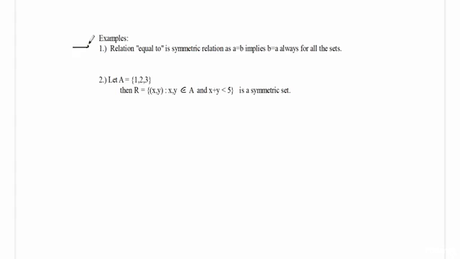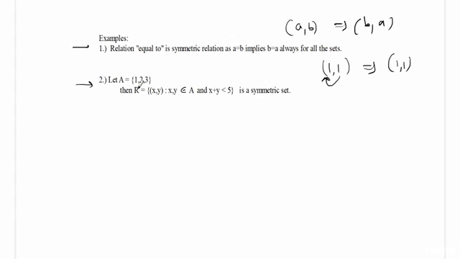For example, the relation equal to is a symmetric relation. Why? Because if a is equal to b, then obviously b will also be equal to a. Like if I say that 1 is equal to 1, I already imply that this is also equal to this. So the relation equal to is a symmetric relation. Alright, guys?